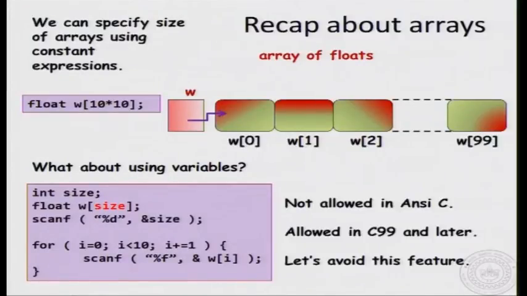But this is not allowed in ANSI C. It is allowed in the latest versions of C, C99, C11 and so on. We will avoid this feature. For the purposes of this course, let us assume that arrays are declared to be of constant size. By constant size, you can give the size as a particular number, or you can give it as a constant expression. That is an arithmetic expression involving constants, but not general expressions.